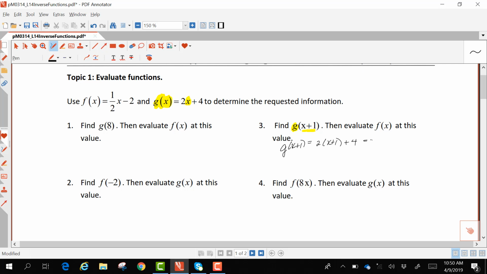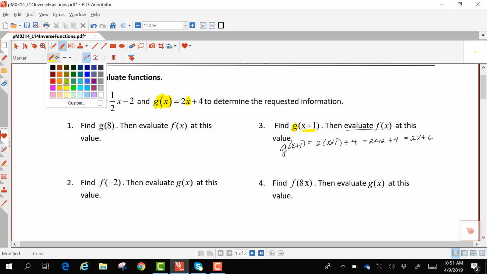Now I simplify this by distributing that 2. And then, last but not least, I add like terms, the 2 plus 4. The second part of this question says to evaluate f of x at this 2x plus 6 value. So now I need to change functions, go to my f of x function defined above, and replace that x with the new 2x plus 6.